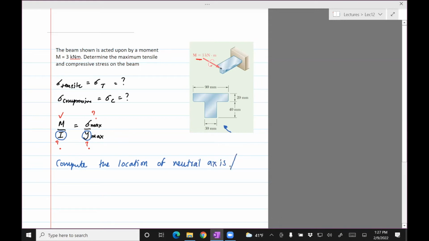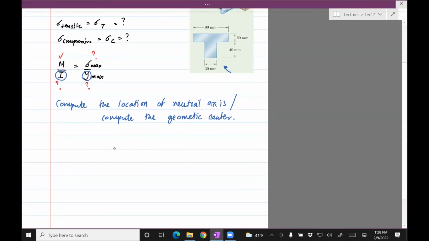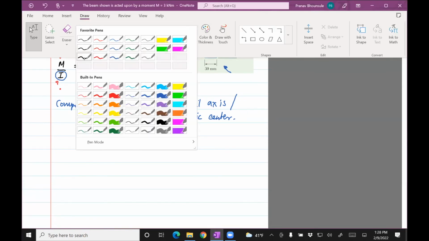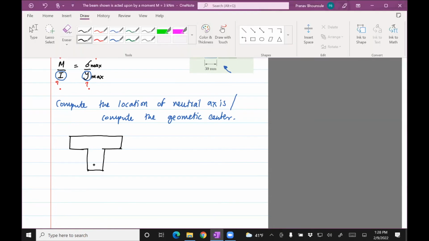Okay, in other words, what we need to do is compute the geometric center. So we find the geometric center of the T section. I'm going to redraw that section, and then put the dimensions on it.